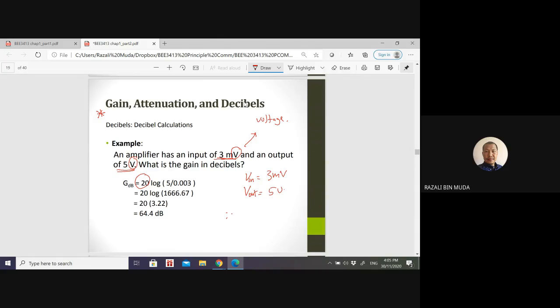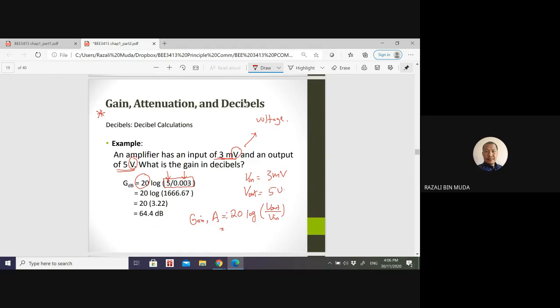So the gain A is equal to 20 log V out over V in. So you solve this. V out is 5, V in is 0.003. So make sure this value is properly calculated.